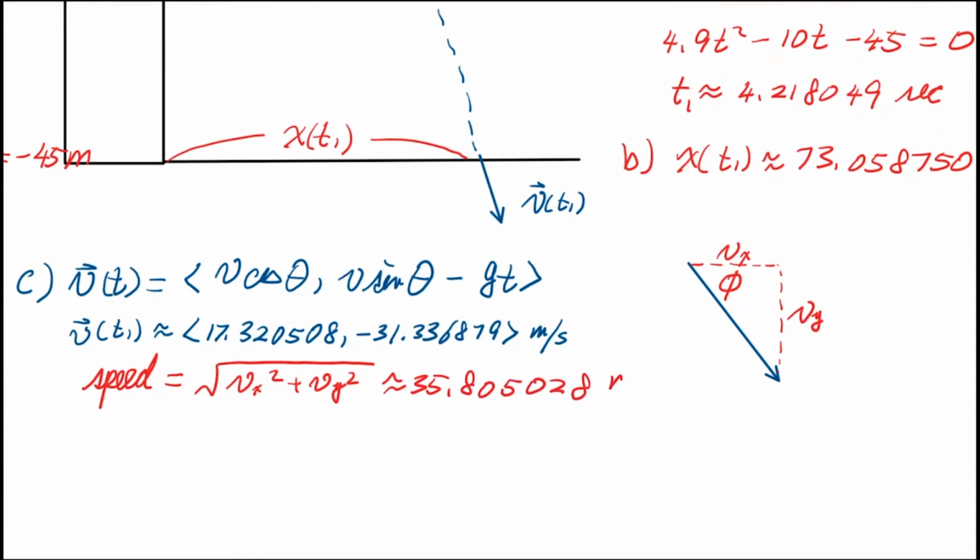80528 meters per second. Good. What's wrong with my handwriting today? It's extra ugly. Okay, and then how do you get the angle?